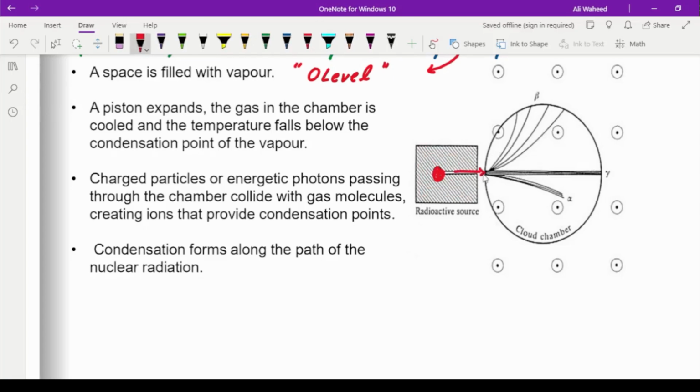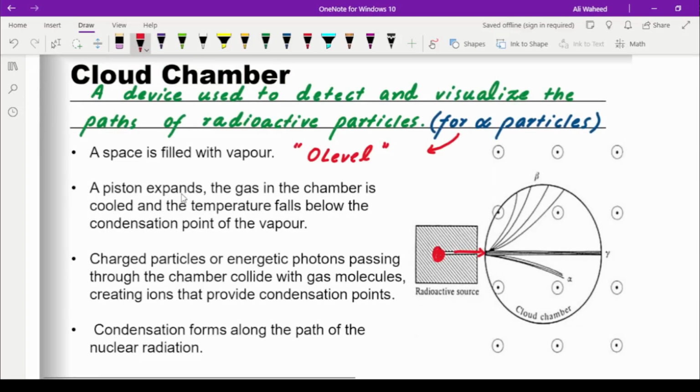So as they enter the cloud chamber, they collide with the gas molecules and ions would be produced. And hence condensation forms along the path of the nuclear radiations. So wherever you have the tracks of these radioactive particles or rays, these condensed vapors would be formed. So this is how we detect the radioactive rays or particles.